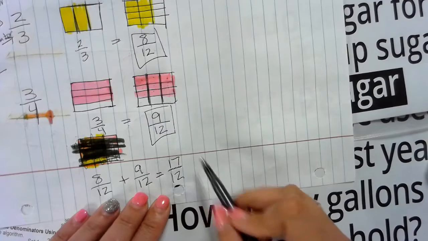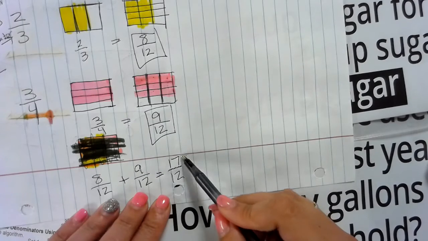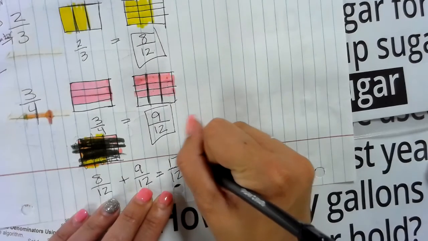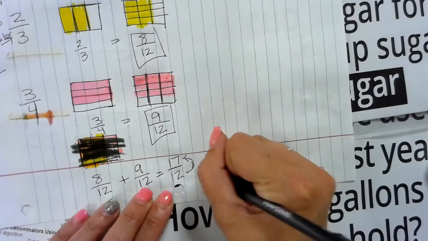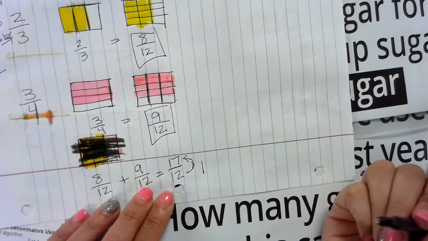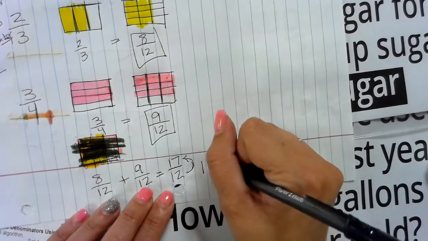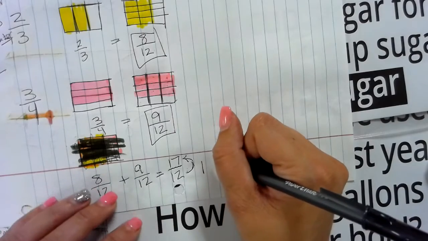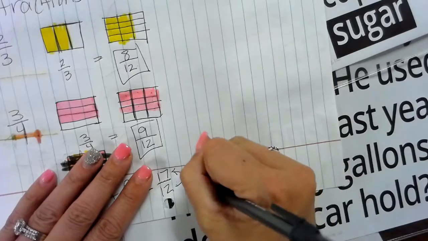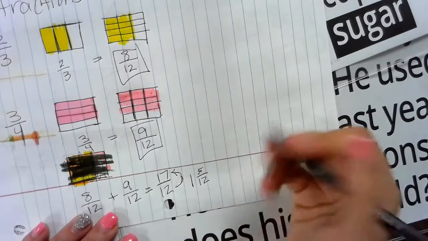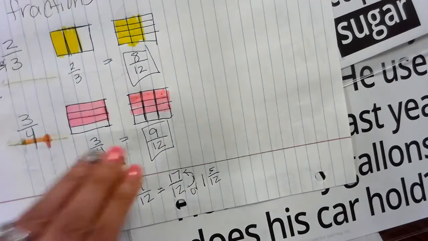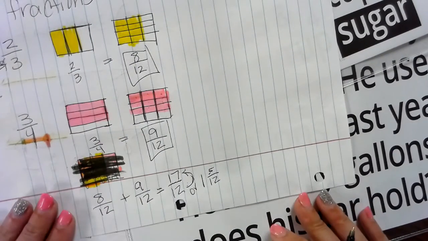17/12. This is an improper fraction, remember? If the top is bigger than the bottom, it's improper. So how many 12s can I take out of 17? I can take 1, and it would leave me with 12. Taking that away out of 17 is going to leave me 5/12. So it's either 17/12 or your answer is 1 5/12. Okay? So ignore that piece and fix that for me.